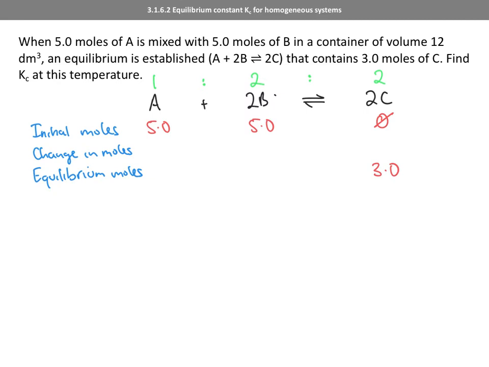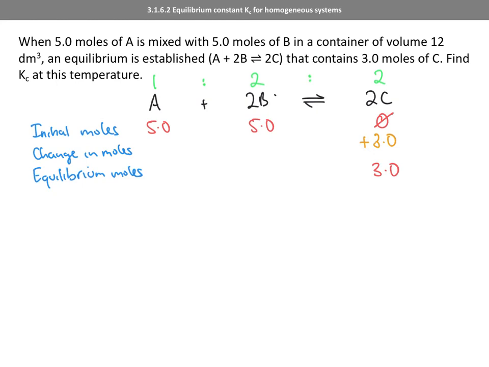So the next bit then is to fill in the gaps. If we look at C, we've gone from 0 to 3.0. So that means we have had an increase, and I'm going to put a plus sign because it's important to remember when it's increasing and when it's decreasing, of 3.0. Now, to make C, A and B have to react, and we look at our molar ratios to think about how much A and B must have reacted. And if we look at the molar ratios of B and C, we can see it's 2 to 2, or in other words, 1 to 1.